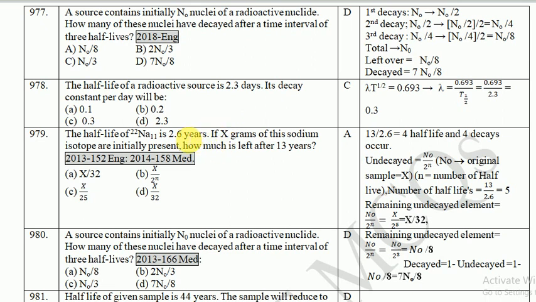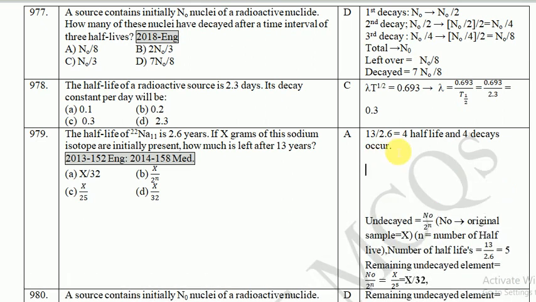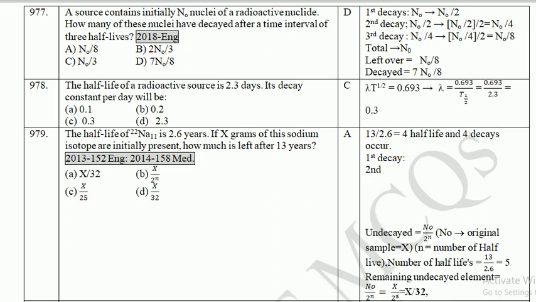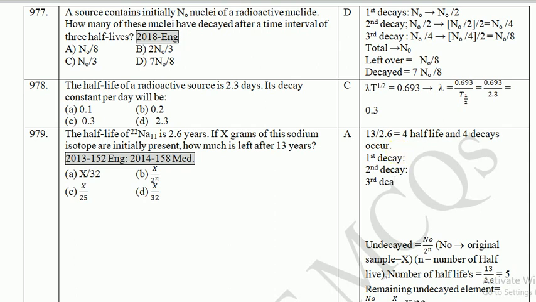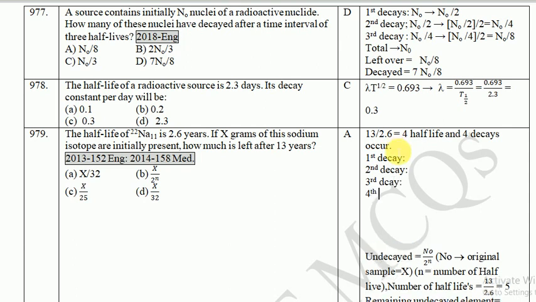So after 2.6 it will become 5.2, and so on. In 13 years, 4 decays will occur. This is the lengthy way, so we will do it the easy way. So in the first decay, then the second decay occurs. So in the first decay, the amount of substance that is X present will be divided by 2. Now in the next, the X by 2 in turn will be divided by 2.